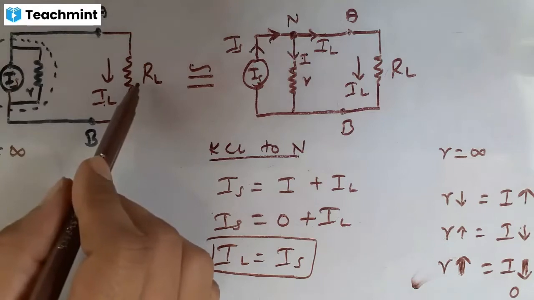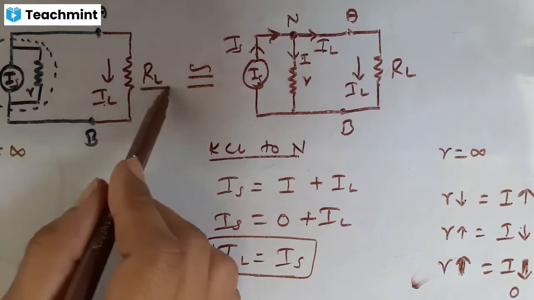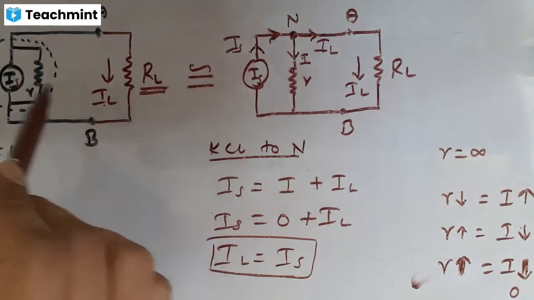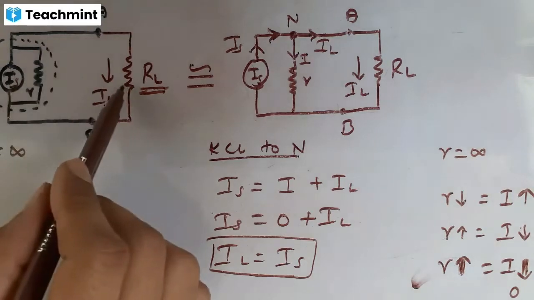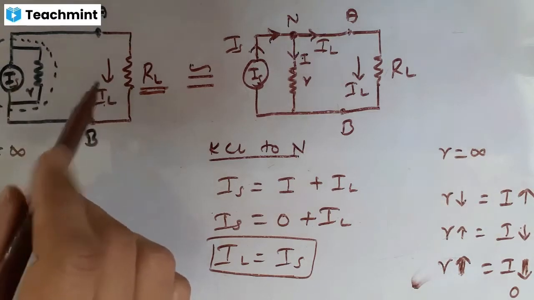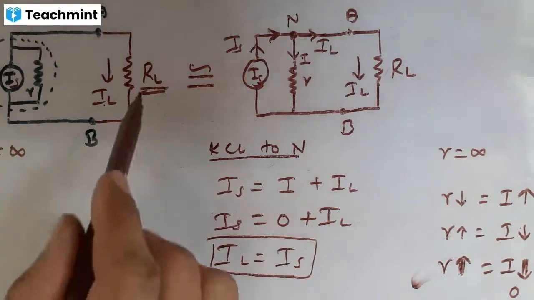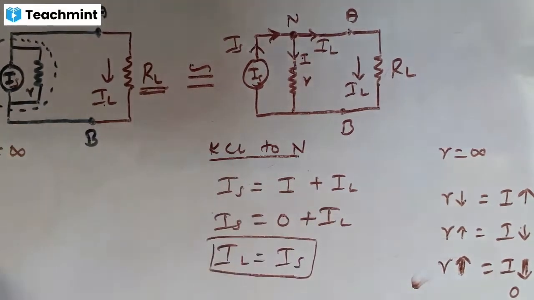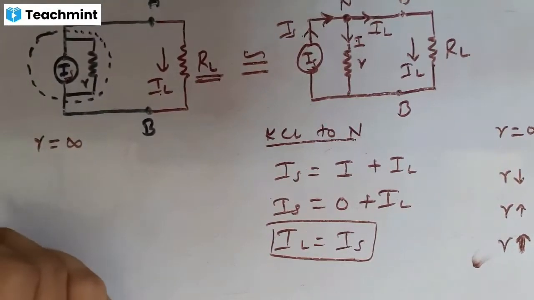Whatever may be the resistance, either it is 10 ohm, 10 kilo ohm, or 50 kilo ohm, irrespective of this resistance, IL remains equal to this IS only. The same source current is going to flow in this resistor RL. This is what an ideal current source is. You can see here this IL is independent of the resistor value. So now let us study the other thing, that is the practical current source.